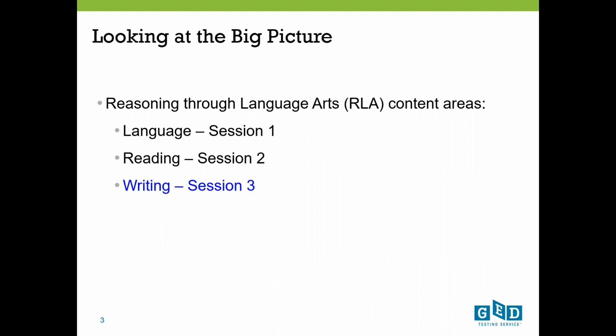The prior 2, which are available on the GED website for review, covered information relating to the language portion of the RLA test and the reading portion. And there was a little bit of attention on the writing. But during today's session, we are going to dive much more deeply into the writing portion of the RLA test, otherwise known as the extended response, or ER for short.